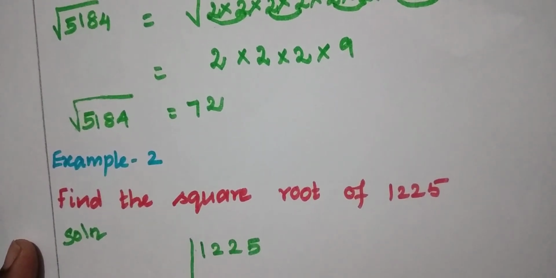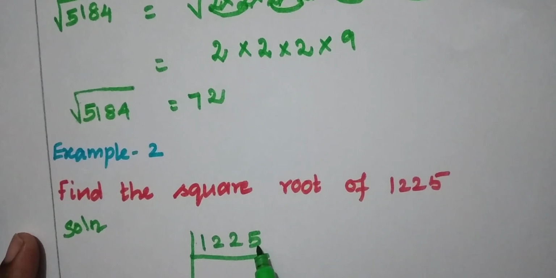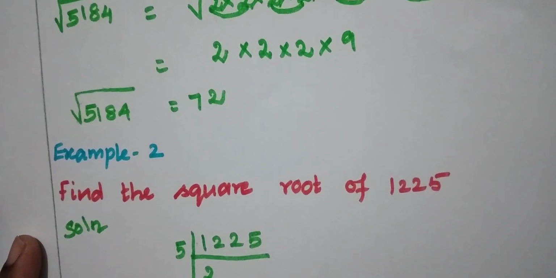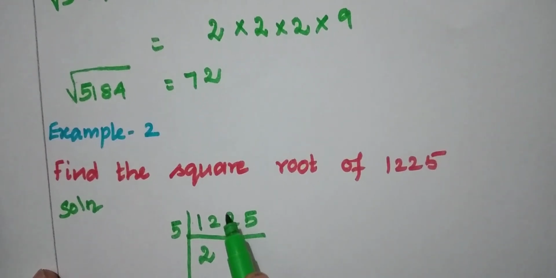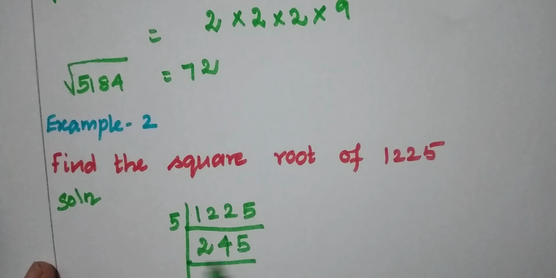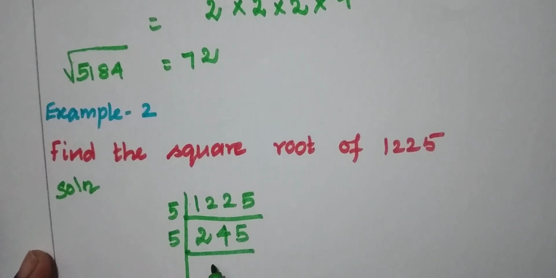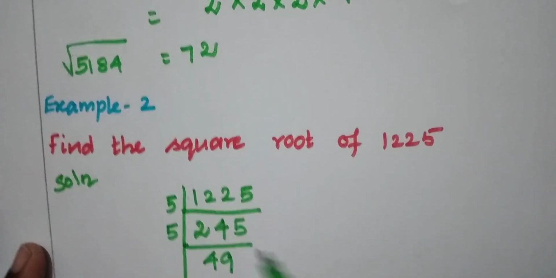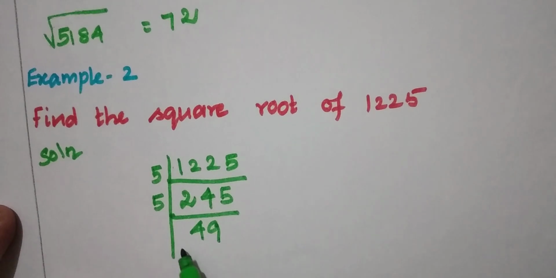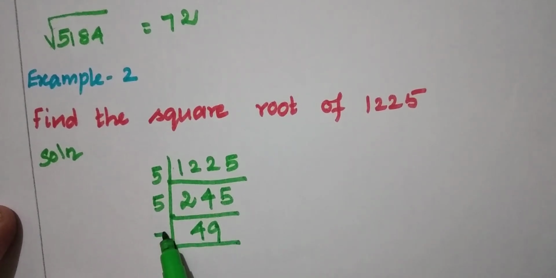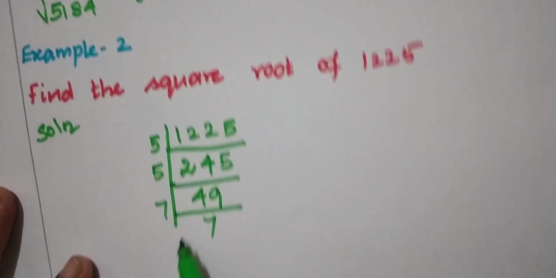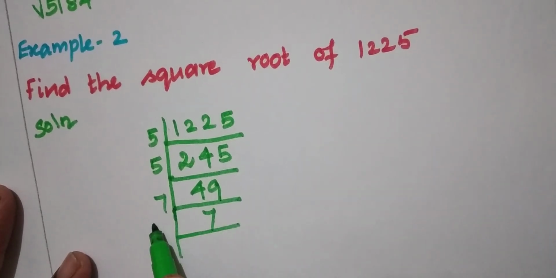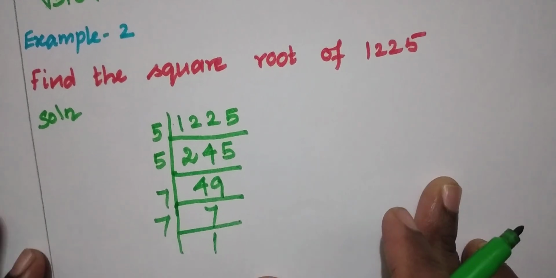So this number ends with the number 5, so we can start with 5 tables. 2 5s are 10, remaining 2. 4 5s are 20, remaining 2. 5 5s are 25. Again do it with 5 tables. 4 5s are 20, remaining 4. 9 5s are 45. So you know very well 49 is nothing but 7 7s are 49. So again do it with 7 tables. You can reach the number 1.